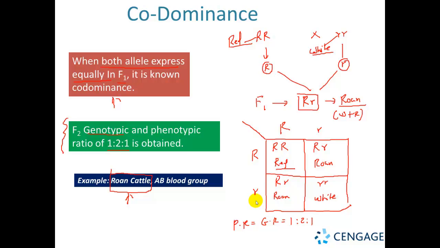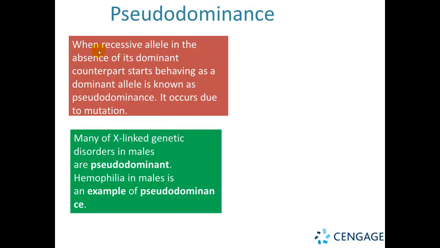So once again I would like to reiterate that in case of codominance, the alleles are going to express equally. That is the main thing as far as codominance is concerned. Now have a look at one more type of dominance, what we call pseudodominance. In case of pseudodominance, what happens is that a recessive allele, in the absence of its dominant counterpart, starts behaving as a dominant allele. We'll call them pseudoalleles or pseudodominance. And it often occurs due to mutations.